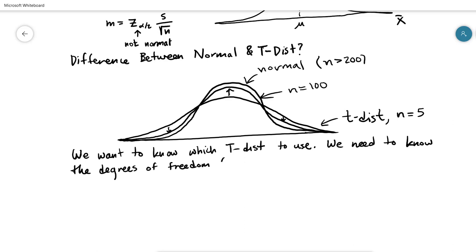Which I will abbreviate as DOF. And the degrees of freedom is just going to be equal to n minus 1. You'll remember that n minus 1 showed up in the denominator of our standard deviation way back in chapter 3 when we were computing the standard deviation of a sample. It was different from the standard deviation of a population where the denominator was a capital N, and I mentioned at the time that it had to do with something called degrees of freedom.